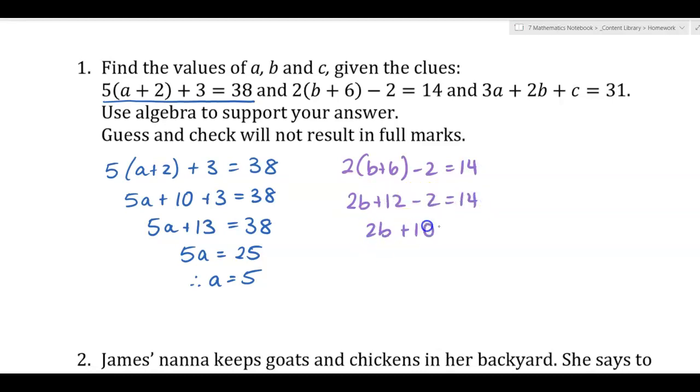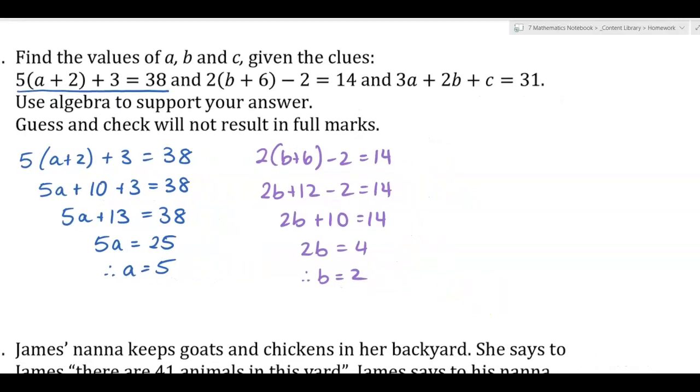2B plus 10 more equals 14. How do I solve that? Take away 10, 2B equals 4, B equals 2. Okay, and then our last equation is that 3A plus 2B plus C equals 31. How do we solve for C?